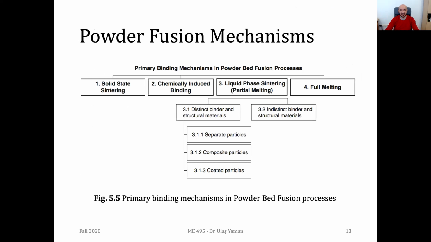And now let's focus on some sintering mechanisms, which are quite similar to the powder methodology we discussed in the 202 course. You see we have four different types of sintering or joining. The first one is solid state sintering, and then we have chemically induced binding. Then the third one, liquid phase sintering, or sometimes we call it partial melting. And lastly, we have the full melting process. Once you have it, the process is called selective laser melting.